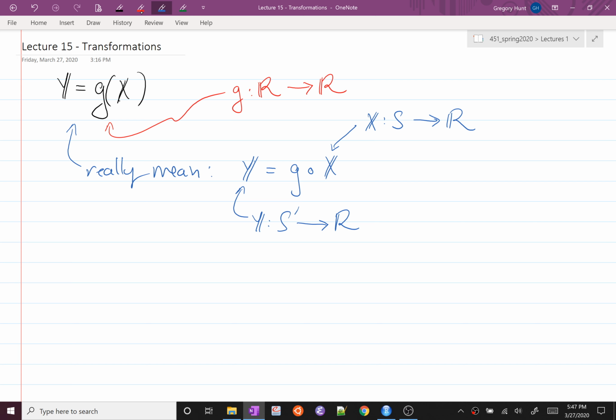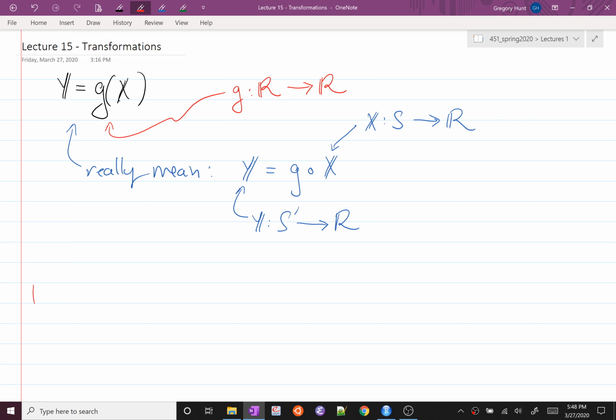This is really a technicality that doesn't come up practically when we're working with random variables. Most of the time you treat them just as if they're real valued variables or they're numbers. But technically, when we say g of X, we mean g composed with X. So why does that matter?